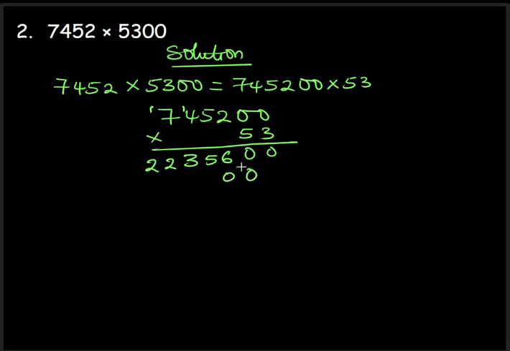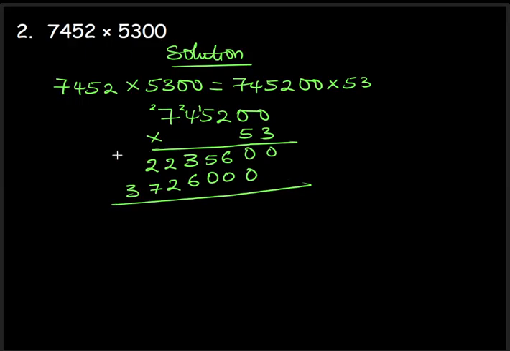5 times 0, 0, 5 times 0, 0, 5 times 2, 10, 0 carried 1. I didn't clean this part, it's simple. Okay, and 5 times 5, 25. 25 plus 1, that would be 26. 6 carry 2. 5 times 4, 20. 20 plus 2, that would be 22. 2 carry 2. 5 times 7, 35 plus 2, that will give us 37.